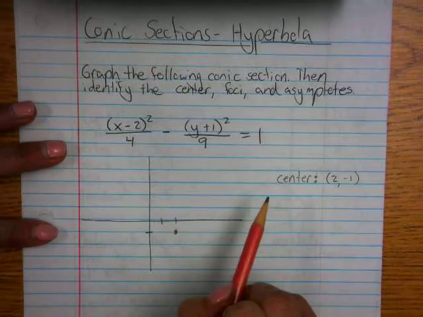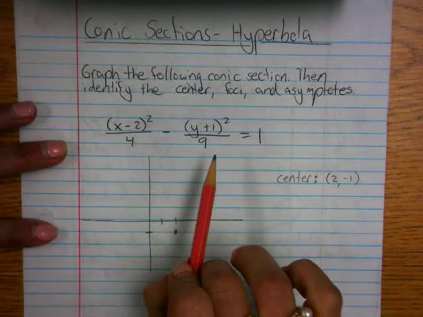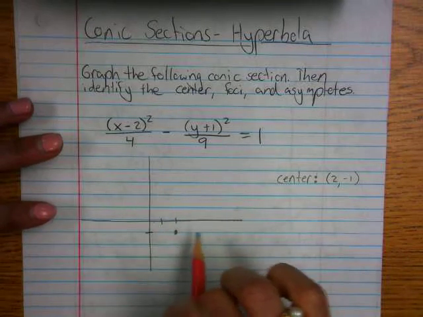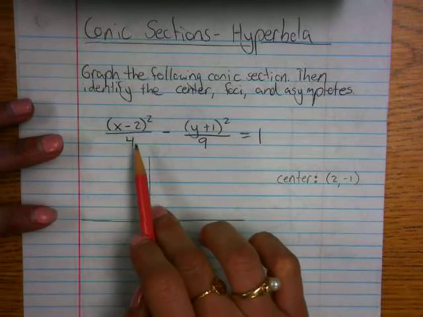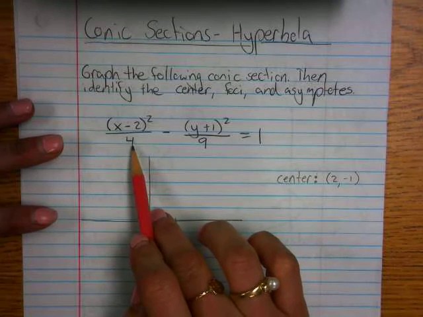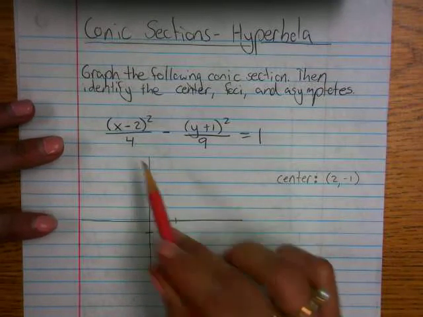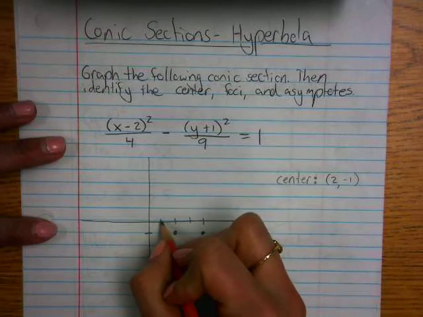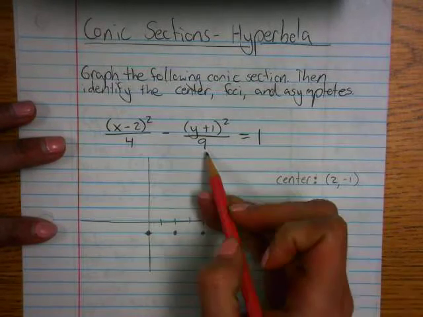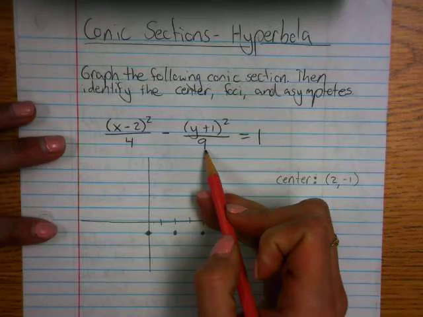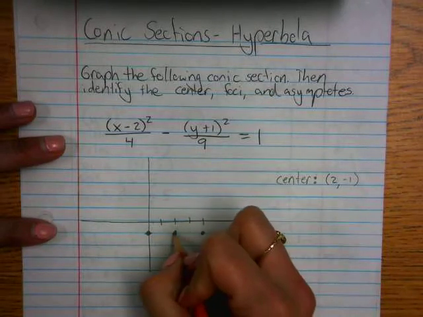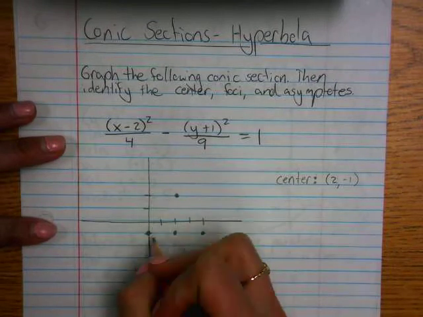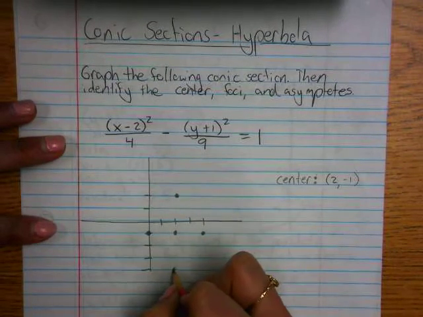And then similar again to the ellipse, I'm going to use these numbers underneath on the denominators to figure out how much to go left and right and how much up and down. Since this is a 4 on the bottom, 2 squared would give me 4, so I'm going to go 2 to the left and the right. And then underneath my y term is a 9, and 3 squared is 9, so I'm going to go 3 up and down. 1, 2, 3, 1, 2, 3, like that.